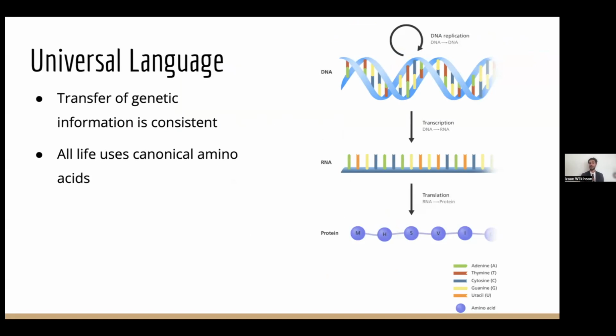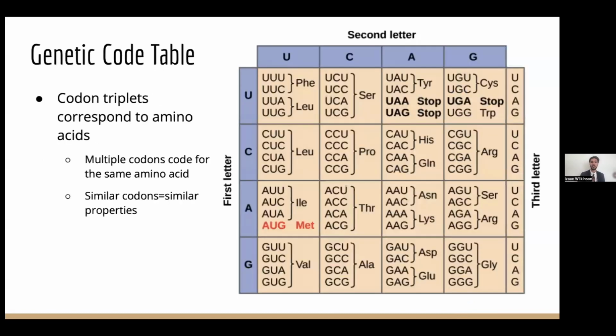So the central dogma itself says that after DNA is replicated, it is transcribed into RNA, and RNA is then translated into proteins. And as you can see here in the graphic, proteins are made up of little amino acids. And all life on Earth uses a canonical set of 20 amino acids. And I will get into what I mean by a canonical set here in a little bit.